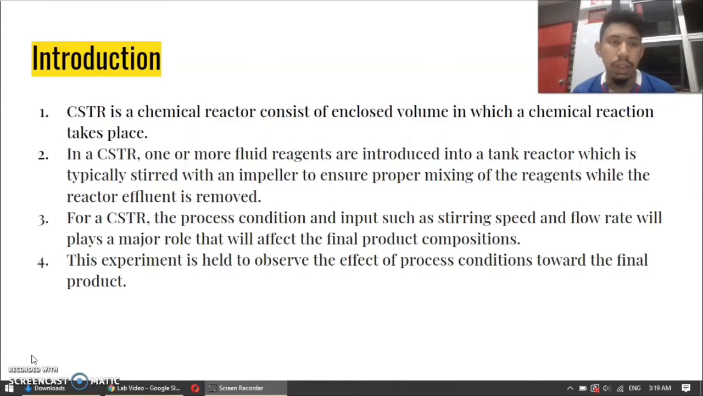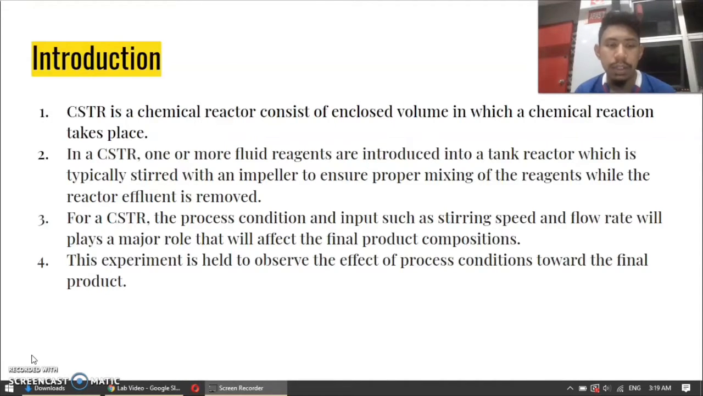So today I will do the introduction for this lab experiment. A CSTR is a chemical reactor, consisting of an enclosed volume in which the chemical reaction takes place. In a CSTR, one or more fluid reagents are introduced into a tank reactor, which is typically stirred with an impeller to ensure proper mixing of the reagent while the reactor effluent is removed.